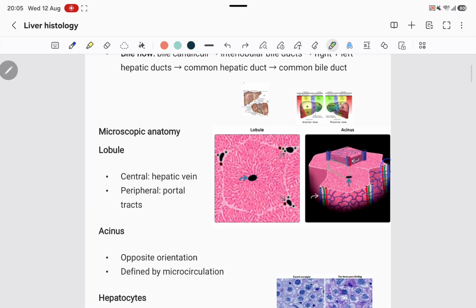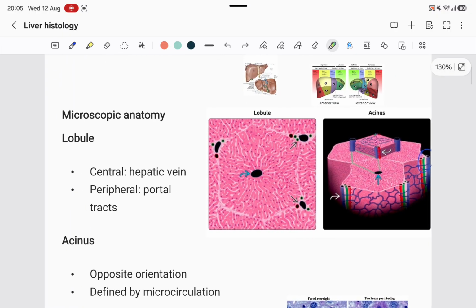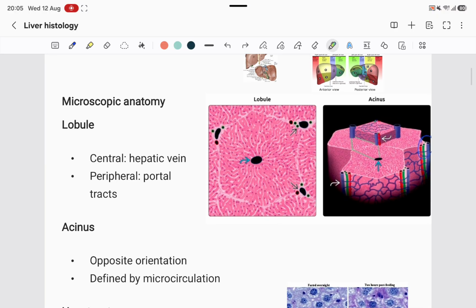So the lobules are very easy. The lobules and acini, they are opposites. Lobules have the central hepatic vein as their center, okay? And then they've got the portal tracts as their peripheries, okay? So they make this hexagonal shape, you know, the six-sided shape. Hexa means six and gonal means sides, but it is really imaginary. I don't really see it very well with the liver.